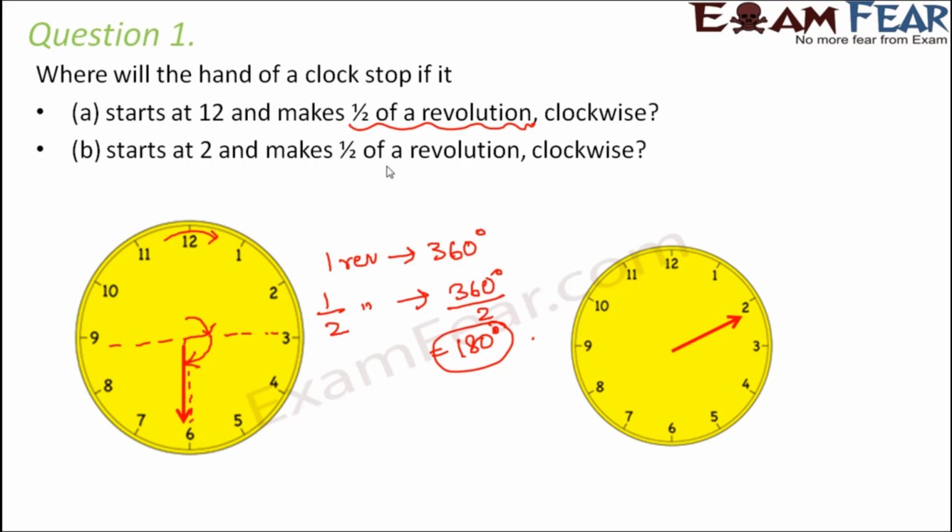If the hand starts at 2 and makes half a revolution clockwise, again clockwise, but this time it is starting at 2. So let's again divide it into 4 equal parts like this. This time it is already here. So that means it has to cover 180 degrees. So how will it cover 180 degrees in this case? Here 90 degrees would take it somewhere here. So this would be 90 degrees, and another 90 degrees would take it somewhere here. This would move in the clockwise direction, so let's see where it reaches.